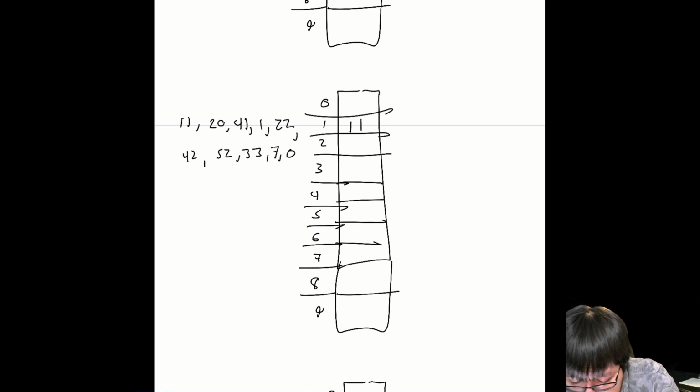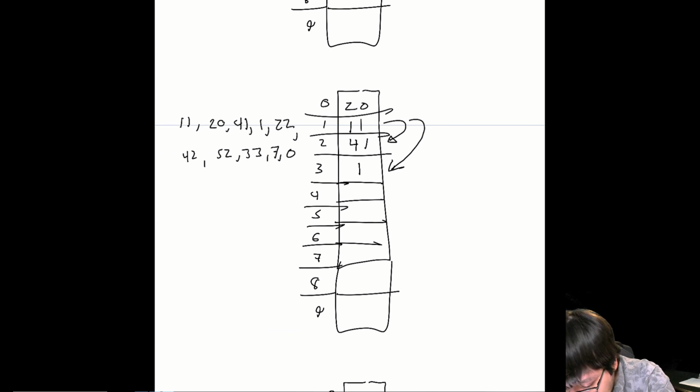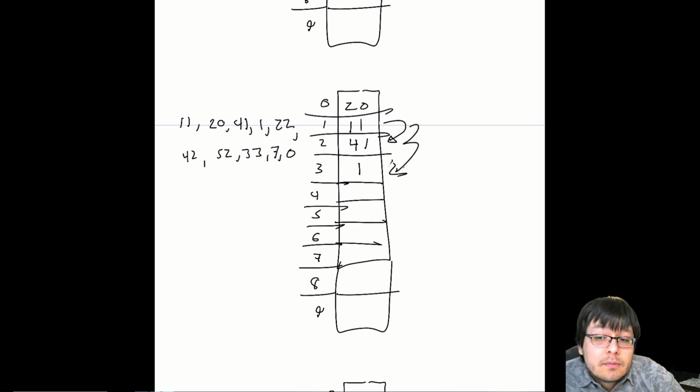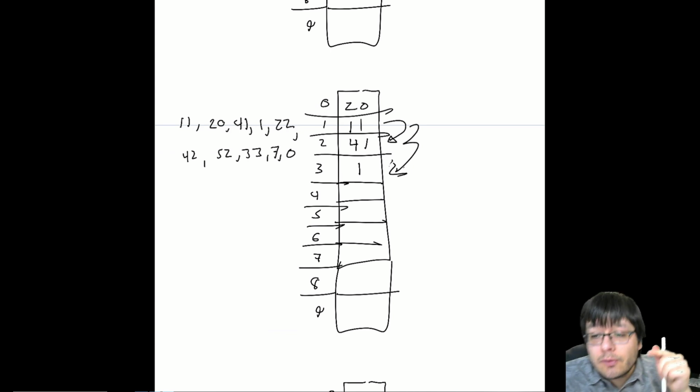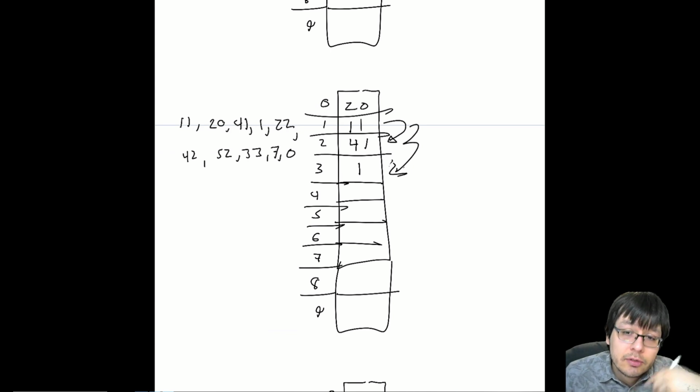11 goes there, 20 goes there, 41 has a collision here. So this is what I expect you to do in the test. I expect you to put a little arrow like that to indicate why 41 is going there. Then I expect you to do the same thing for 1, either this way, or like this, to indicate why 1 is going there. I like the second one better for this, because for quadratic probing, you can use the other arrows to not make it confusing.